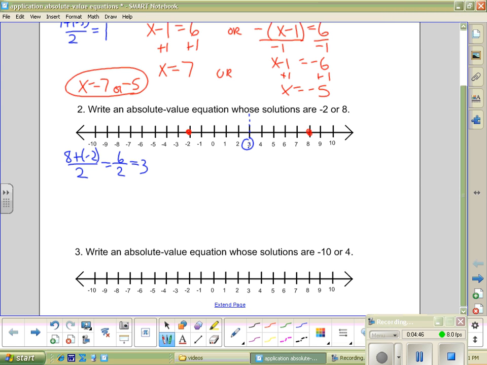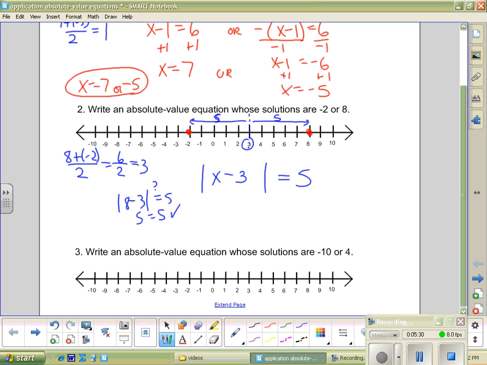So at this point, I have enough information to write my equation, but I'm going to do one more thing just to clarify it. The distance from 3 to the point 8 is a distance of 5. As you'll see, the distance from 3 to -2 is also 5. So in writing the equation, I can write my absolute value and say some number x, if I subtract 3 from it, will always give me a distance of 5. And it doesn't matter whether that number is 8, because 8 minus 3 has a distance of 5, because 5 equals 5.